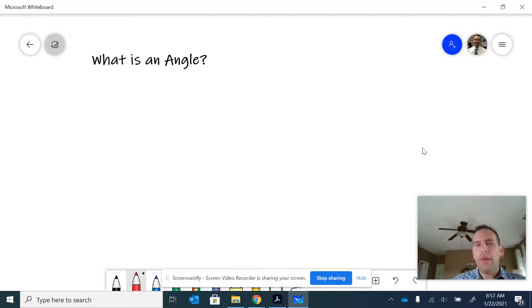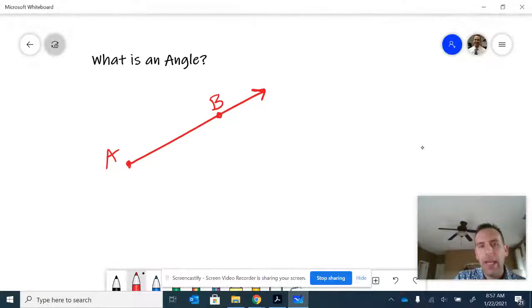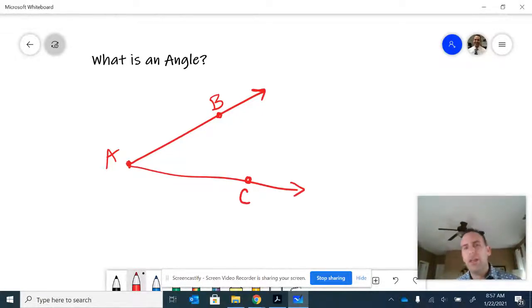An angle is just made up by two rays that share a common endpoint. If you had a ray, let's call this ray AB, and you had a secondary ray that started with the same point A, the same endpoint A, and goes through maybe another point, we'll call it C, then you have an angle. It's formed by these two rays with a common endpoint.